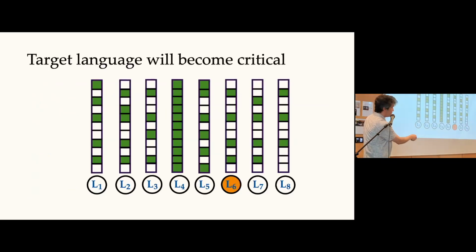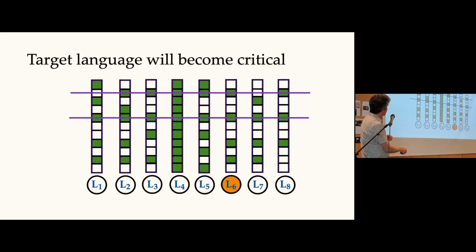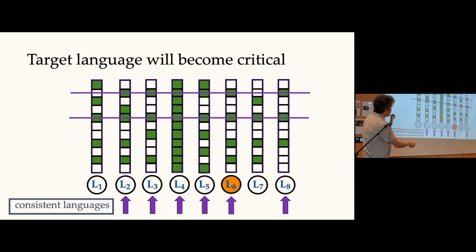So here is L6. Remember, L6 is the true language, right? Let's say we've seen these two strings at this point, and these are all the consistent languages, okay? But notice that L3 and L5 are consistent, but L3 and L5 are not supersets of L6, okay? So L6 is not critical at this point. But why is L3 not a superset of L6? Well, there are some elements that are in L6 which are not contained in L3.